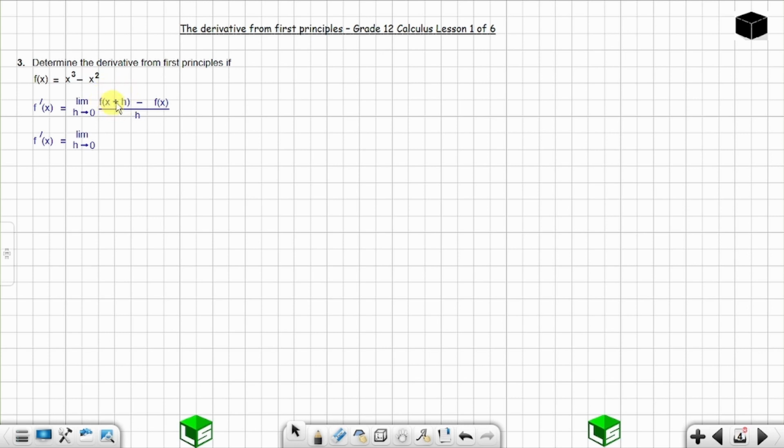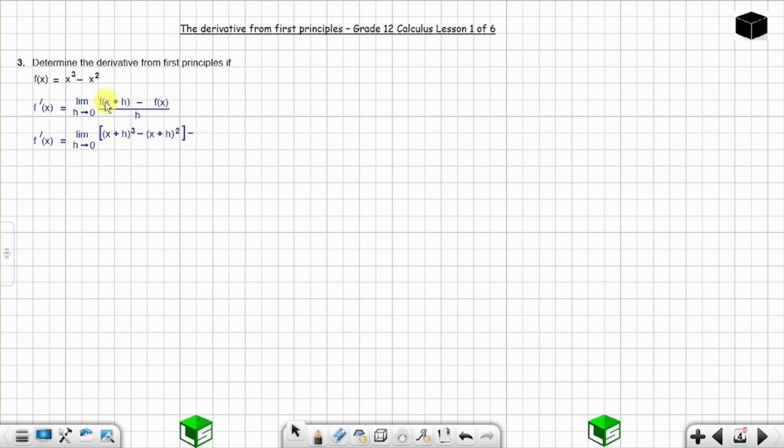You are going to take x plus h and plug it in there. Whenever you see x, you remove x and you put x plus h. So you are going to have x plus h cubed minus x plus h squared, right? You can put everything inside the square bracket so that you don't get confused. Okay, let's carry on. You have minus there.